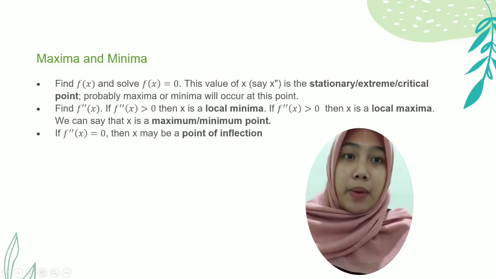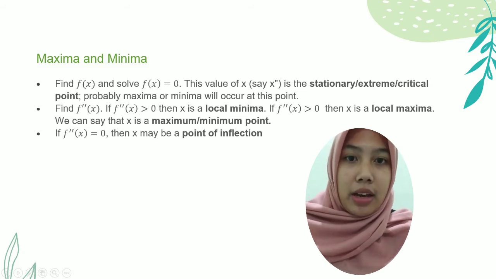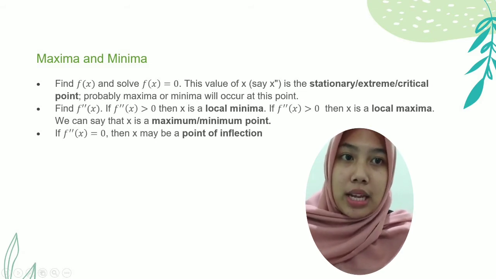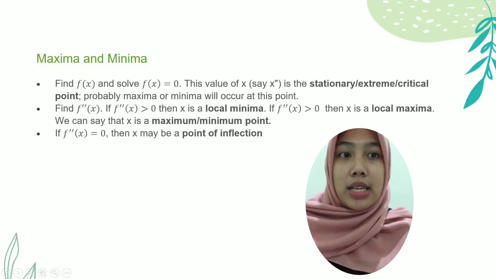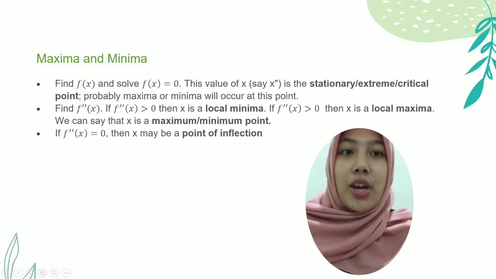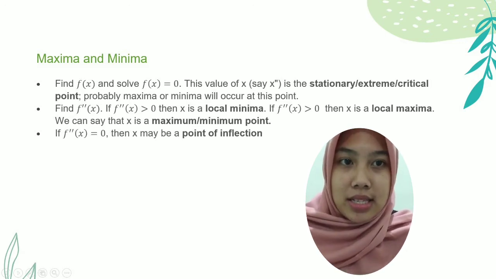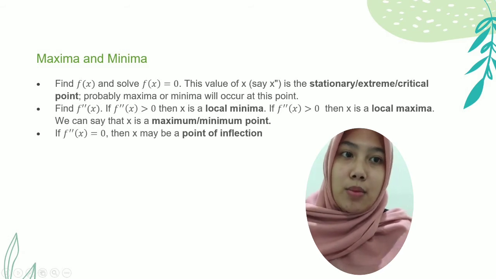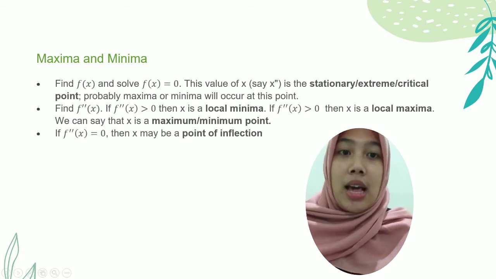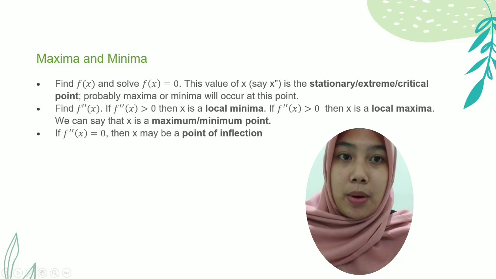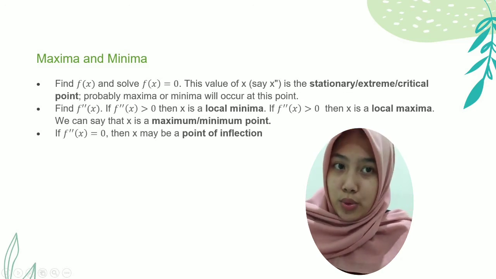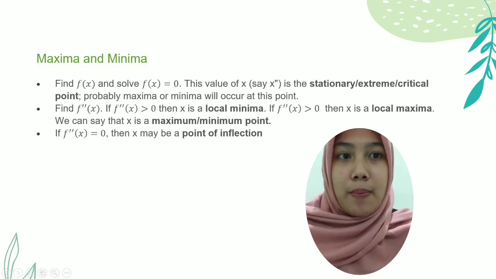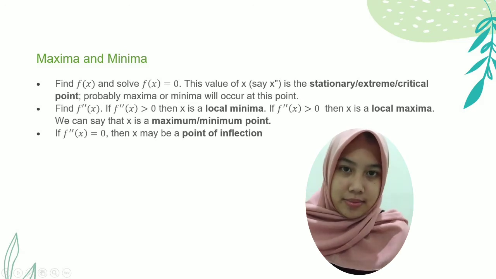Find f double prime x. If f double prime x is more than 0, then x0 is a local minimum. We can say that x0 is a maximum or minimum point. The last, if f double prime x equals 0, then x0 might be a point of inflection.